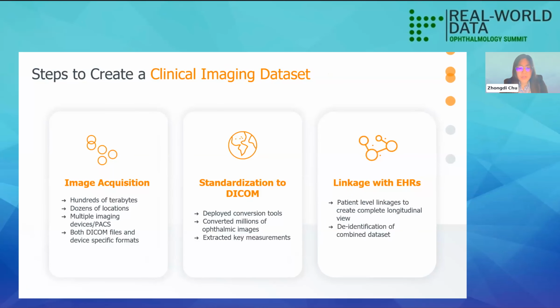However, as of now, it is not really straightforward to link imaging data with EHR data at scale. Without a universal standard, it is very difficult to create a large linked clinical imaging data set. Using the IRIS Registry as an example, we went through three large steps to incorporate imaging data into the registry. The first step was to acquire imaging data. It was a very labor-intensive process to extract hundreds of terabytes of data from multiple locations, multiple devices, multiple PACS. Some are DICOM and some are in proprietary formats.